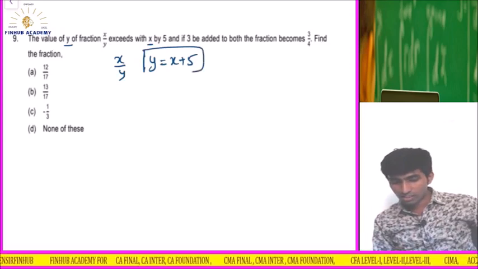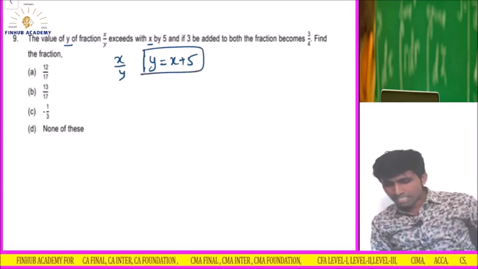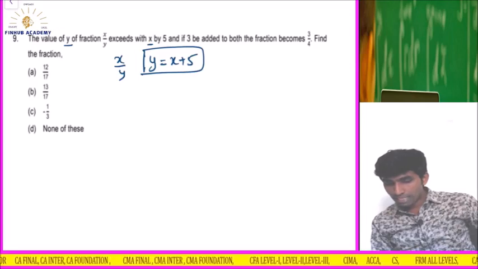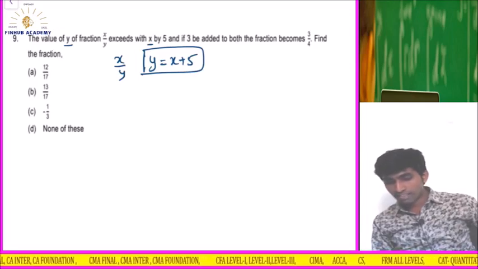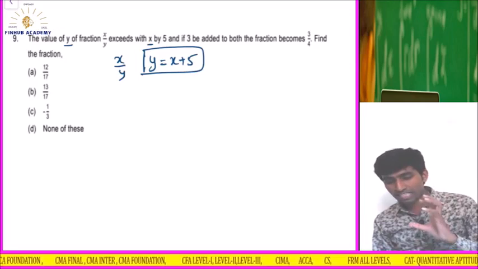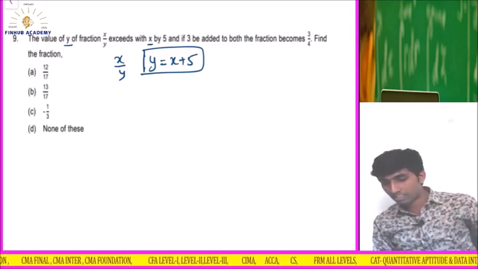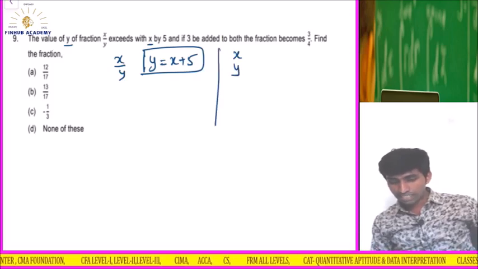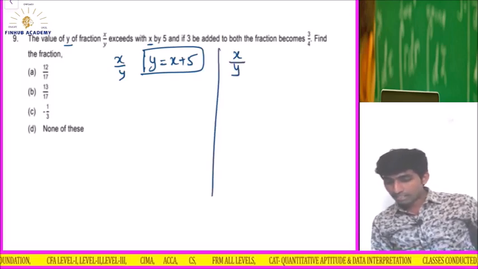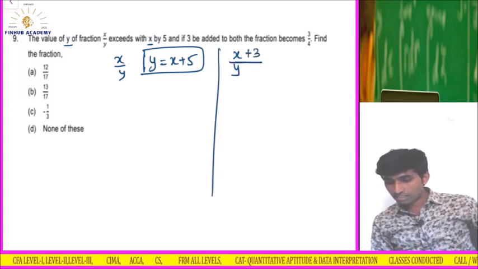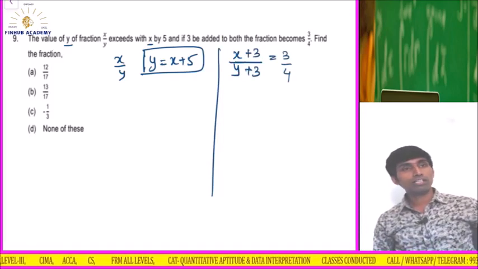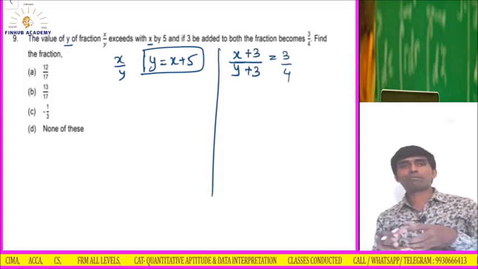This is the first condition. And if 3 be added to both, numerator and denominator, the fraction becomes 3 by 4. Means if my fraction is x by y, then if I add 3 to both, that is plus 3, then it becomes how much? 3 by 4. Understood?